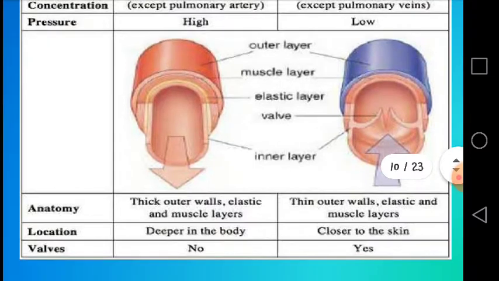This is the diagrammatic representation as you have seen earlier. Anatomy: thick outer walls, elastic and muscle layers. Thin outer walls, elastic and muscle layers are less as compared to the arteries. Location: arteries are found deeper in the body while the veins are close to the skin. Valves: arteries are not having any valves except the arteries coming out of the heart, while the veins are having the valves which prevent the backflow of the blood.